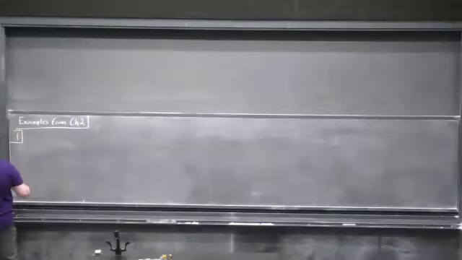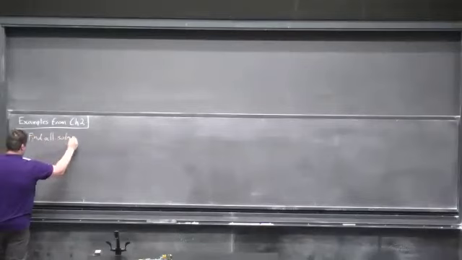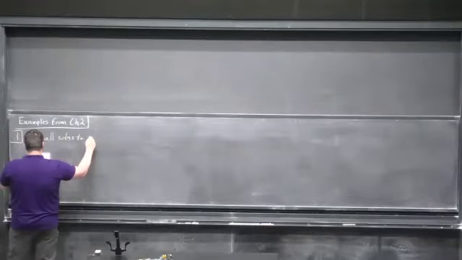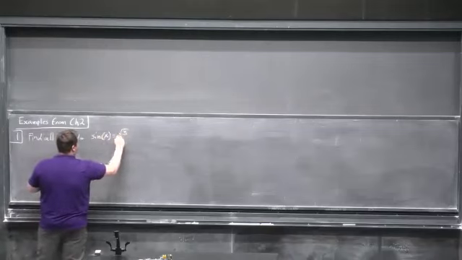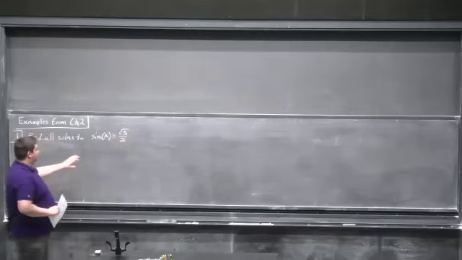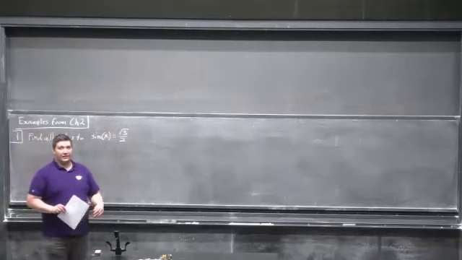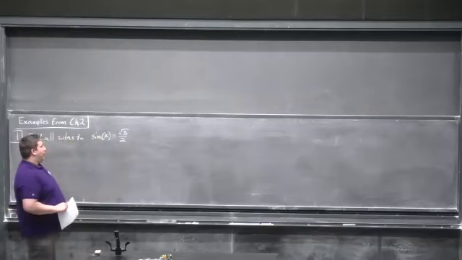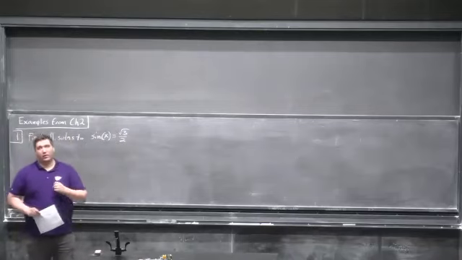For our first example, we'll start with: find all solutions to sine of x equals square root 3/2. So with sine, since this is between -1 and 1, we know that there is a solution for it. And we know that we'll have to find two solutions because it is not 1 or -1.